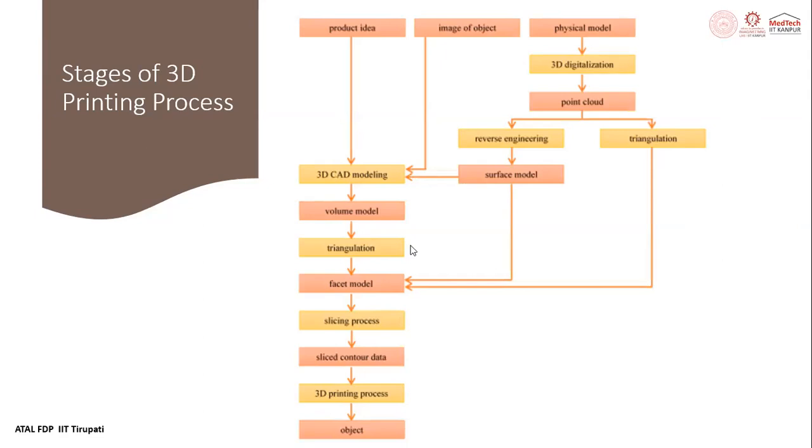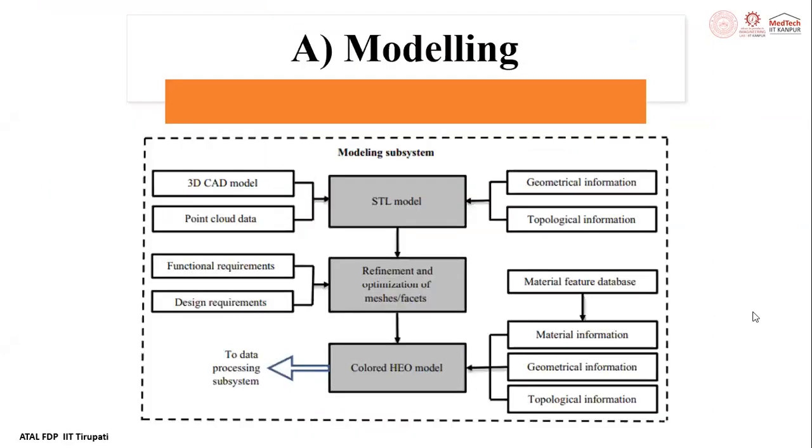Tessellation is nothing but triangulation, basic models, slicing process, and the contour data. When we look at additive manufacturing on the modeling side, you can directly use a CAD model or you can use point cloud data. When you use it, they convert all these things into an STL file. And the STL file gets its input from two pieces of information. One is called geometric information. The other one is called topological information. These two are stuffed into the STL model.